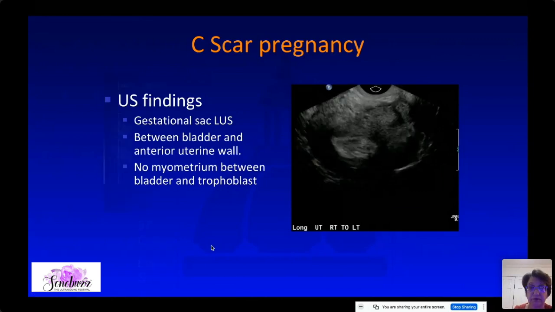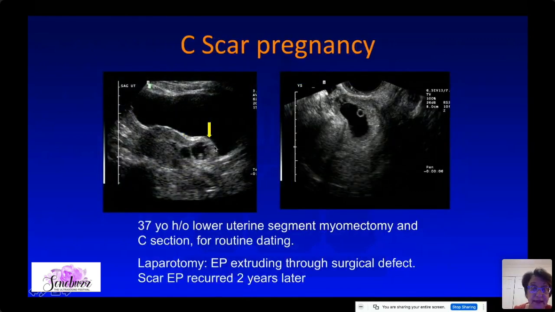And again, sometimes it's easier to see on the transabdominal, where you can see here, this is a patient who had a history of a prior myomectomy and C-section. She came for routine dating. She was totally asymptomatic. And you can see here the abnormal implantation of the gestational sac with no myometrium between the trophoblast and the bladder. And at laparotomy, you could see this ectopic pregnancy protruding into the surgical defect.